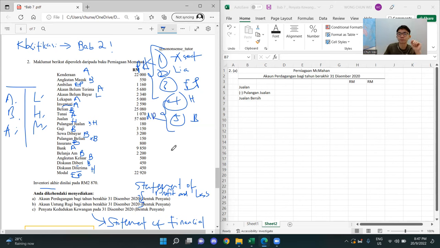Then what about account perdagangan? Account perdagangan, I think there are 4 things that you have to list there. Okay, remember, like the first one is your jualan. The second thing is your belian. The third thing is your inventory awal, the inventory akhir. The fourth thing is your ABD.